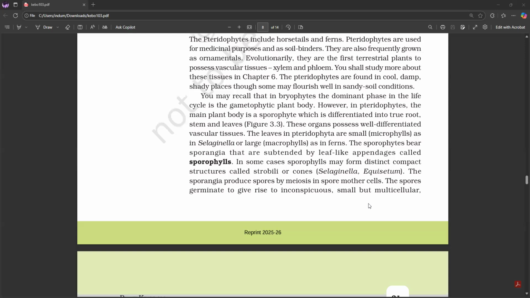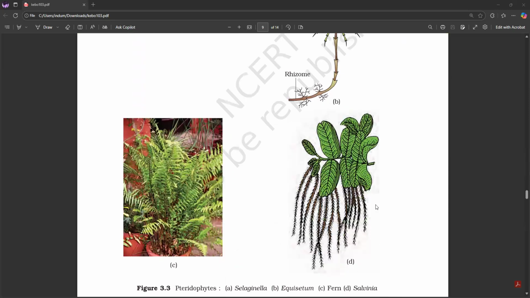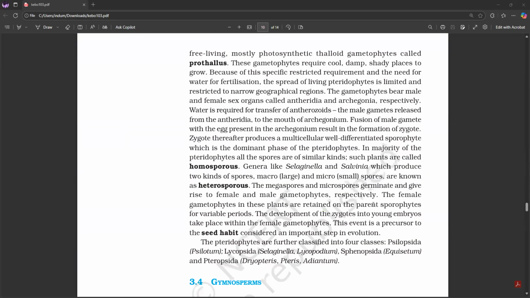The spores germinate to give rise to inconspicuous, small, but multicellular, free-living, mostly photosynthetic thalloid gametophytes called prothallus. These gametophytes require cool, damp, shady places to grow. Because of this specific restricted requirement and the need for water for fertilization, the spread of living pteridophytes is limited and restricted to narrow geographical regions.